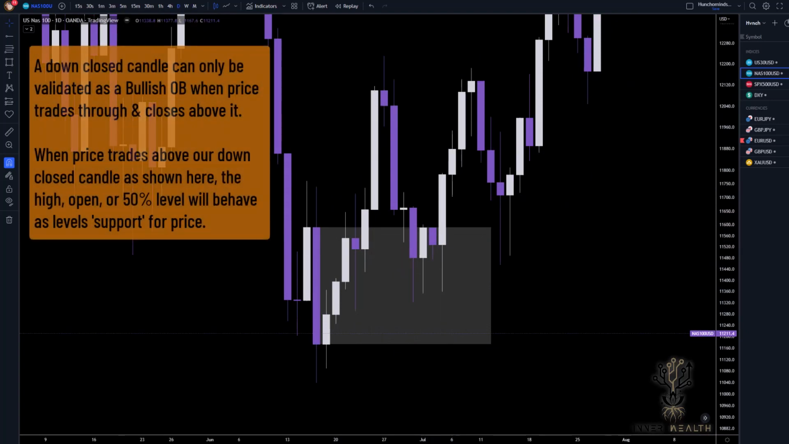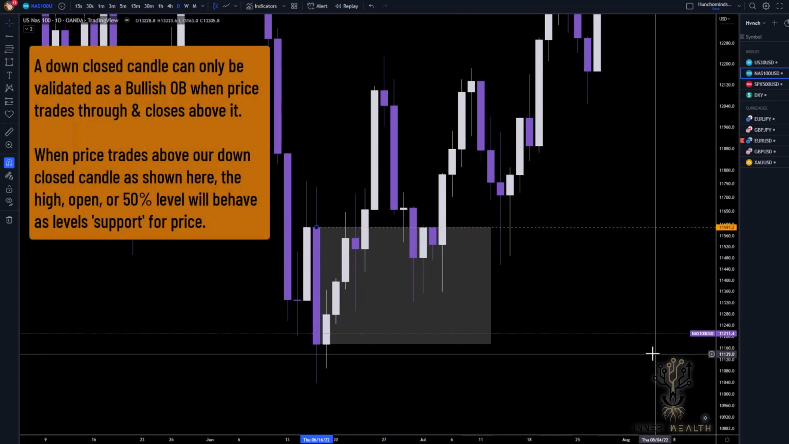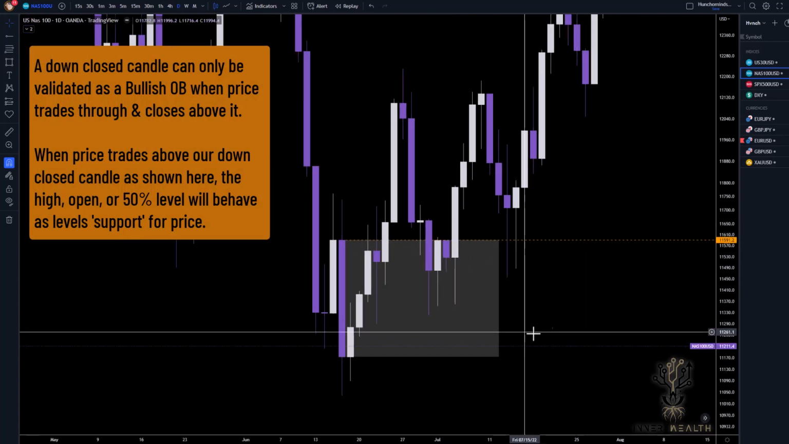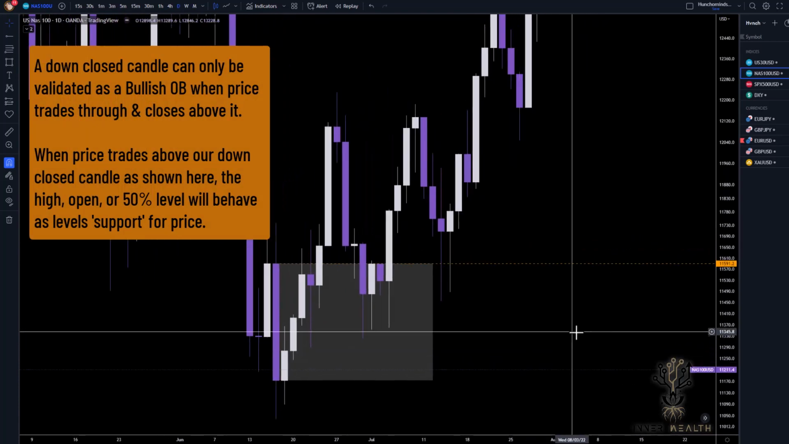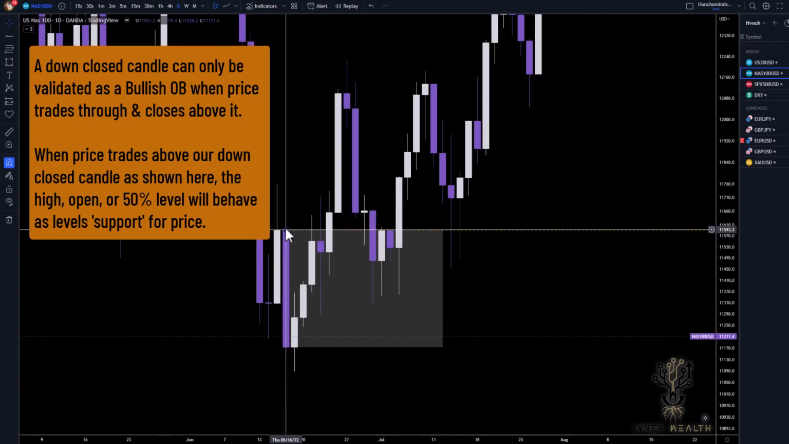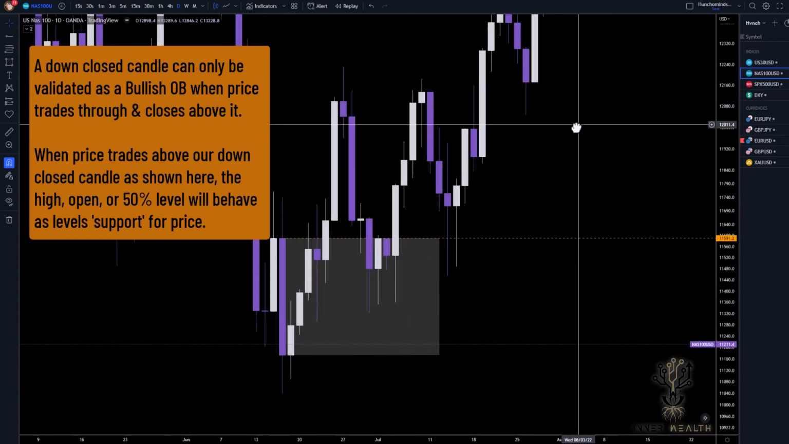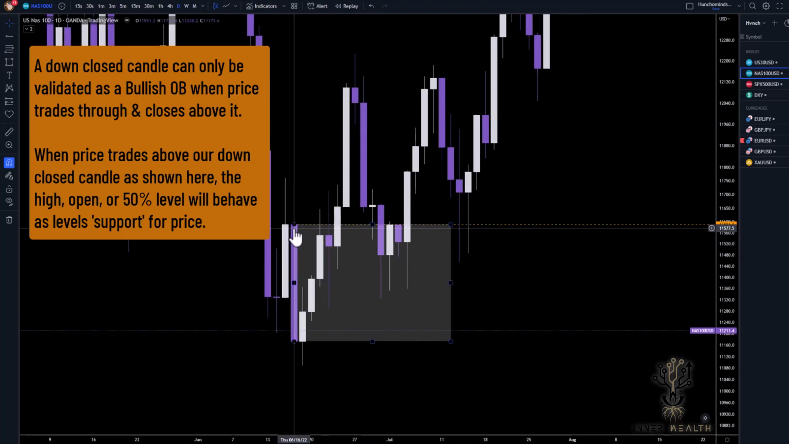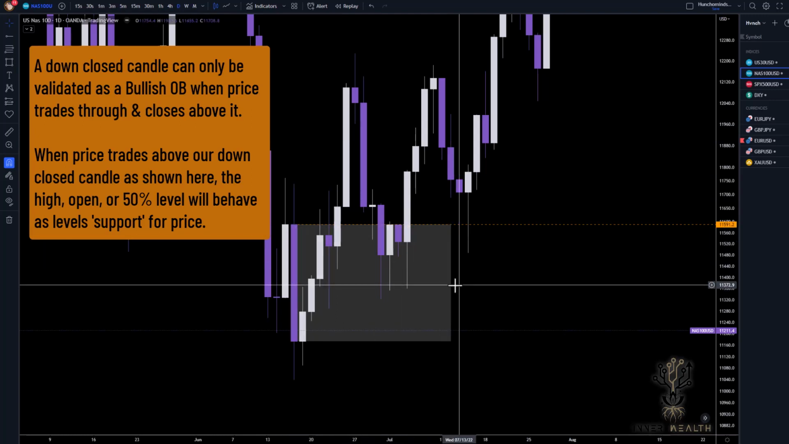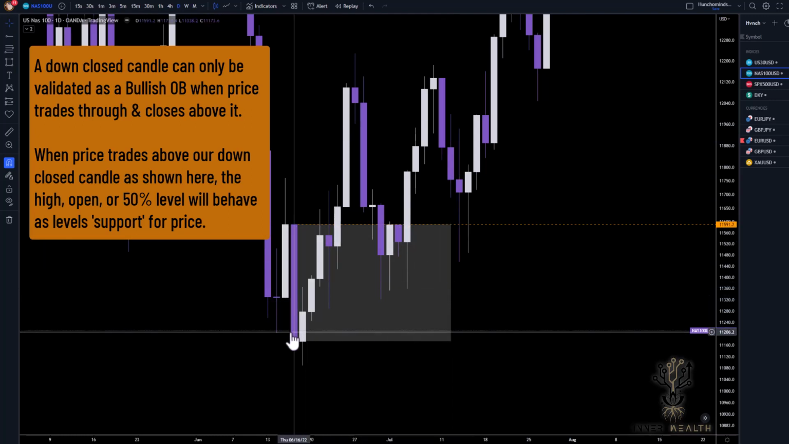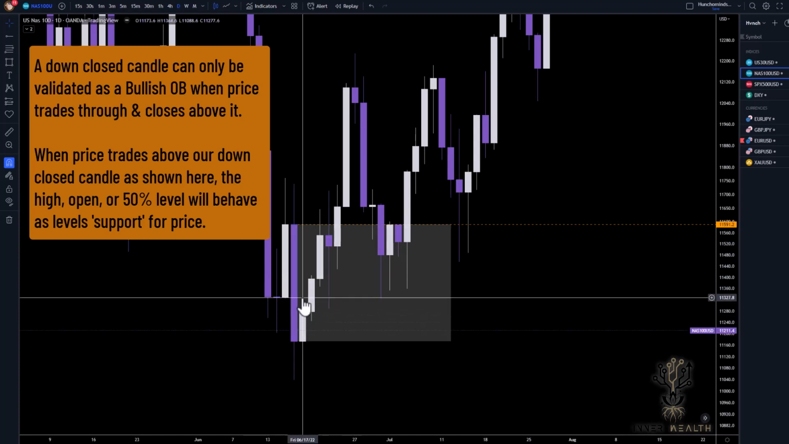We come back into it. So I'm going to mark up the open. Write this down. In a bullish price action, the bearish order block, let me say this a lot better. In a bullish price action, every bearish order block will behave as support for price.